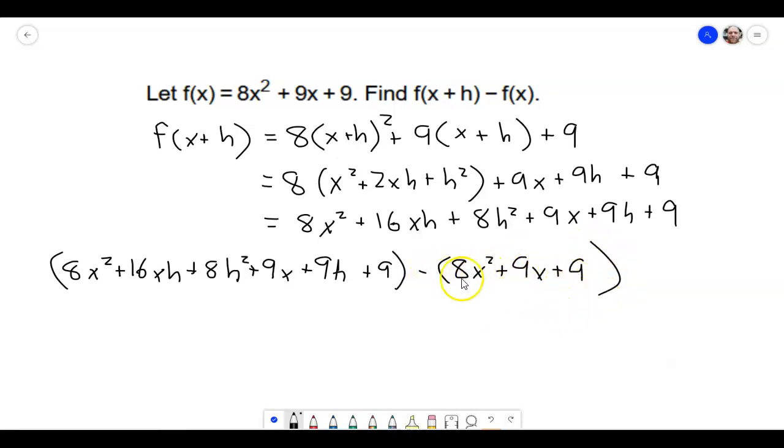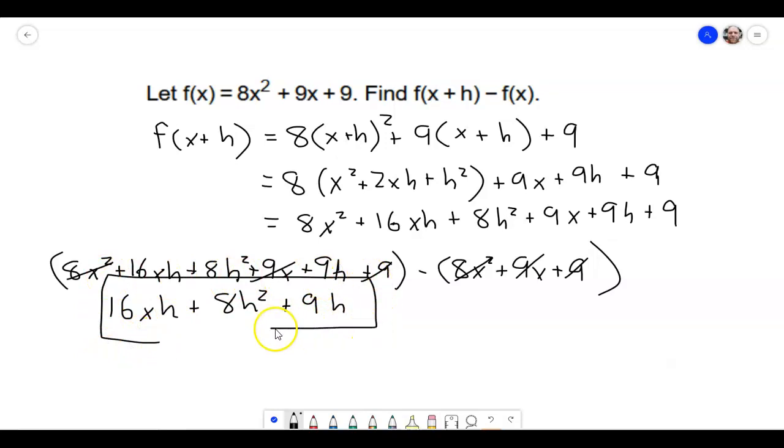Now notice this is going to be a minus 8x squared, so that's going to cancel out with that plus 8x squared. This is going to be a minus 9x, so that's going to cancel out with this plus 9x. And this is going to be a minus times a plus, that's a negative 9, so that'll cancel out with this positive 9. So all of this is going to end up canceling out. So we're just going to be left with 16xh plus 8h squared plus 9h. And this will be our final answer right there. That was a yucky one, right?